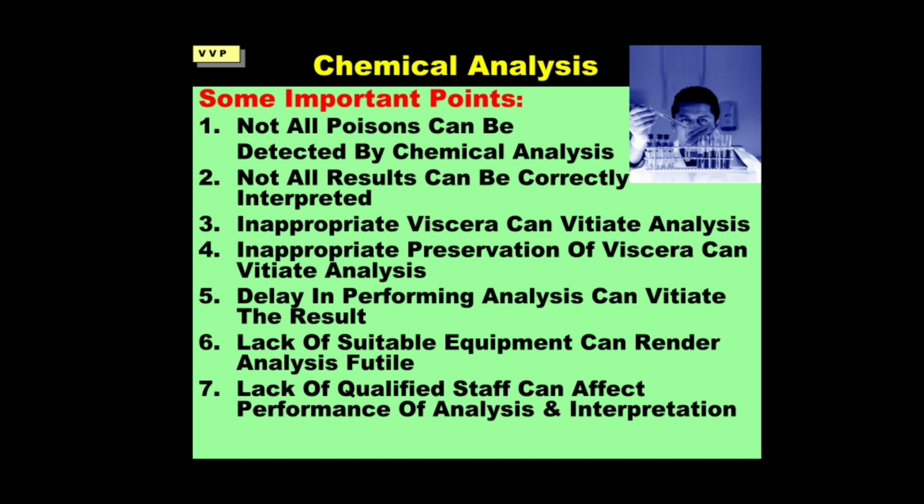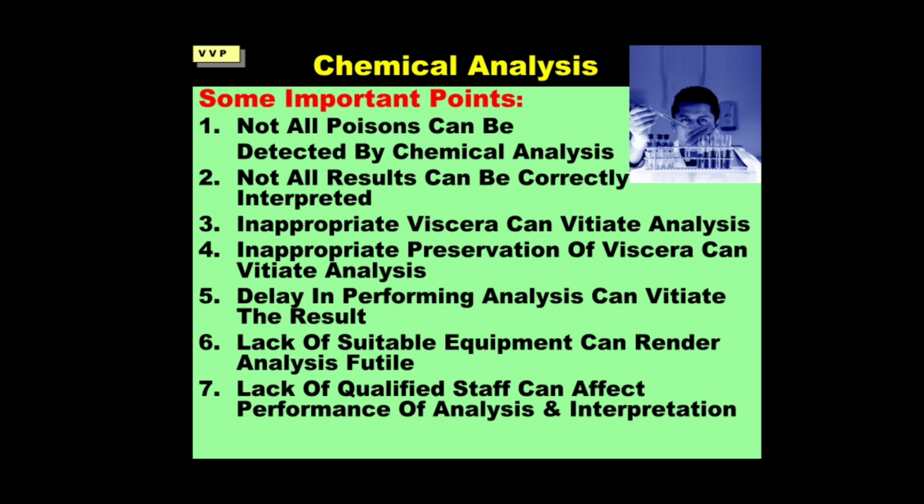Number one, not all poisons can be detected by chemical analysis. I've already touched upon this. Then there is this point, not all results can be correctly interpreted. A toxicology report can sometimes be very difficult to understand and interpret. It is not like other investigative reports, for instance pathology or biochemistry, which are pretty straightforward. Toxicology reporting and understanding such a report can be misleading if one is not careful, because as I said, the interpretation may be tricky.